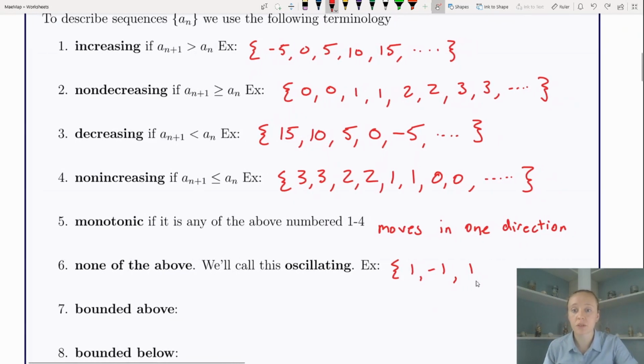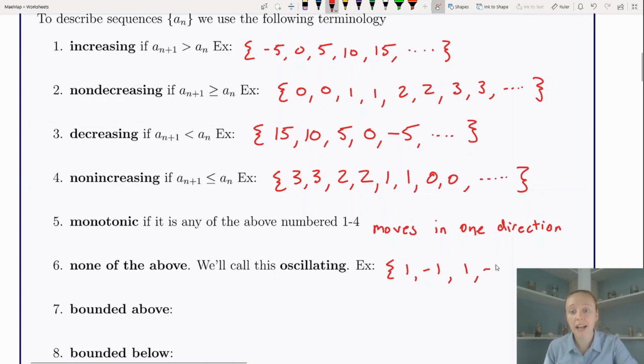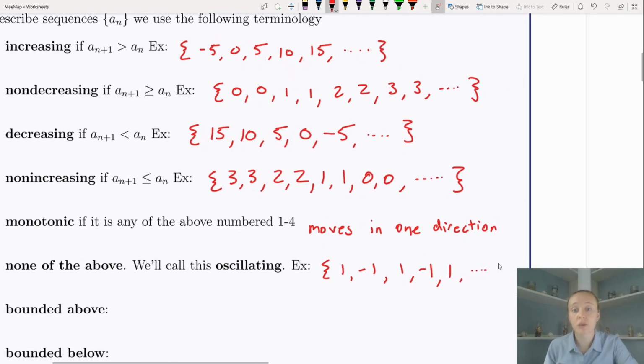And let's continue this on to get a pattern. We'll go back to -1 and then to 1, and we'll continue on. So because we're neither increasing or decreasing, neither non-decreasing or non-increasing, this is an example of oscillating, so this sequence is not monotonic. It does not only move in one direction.